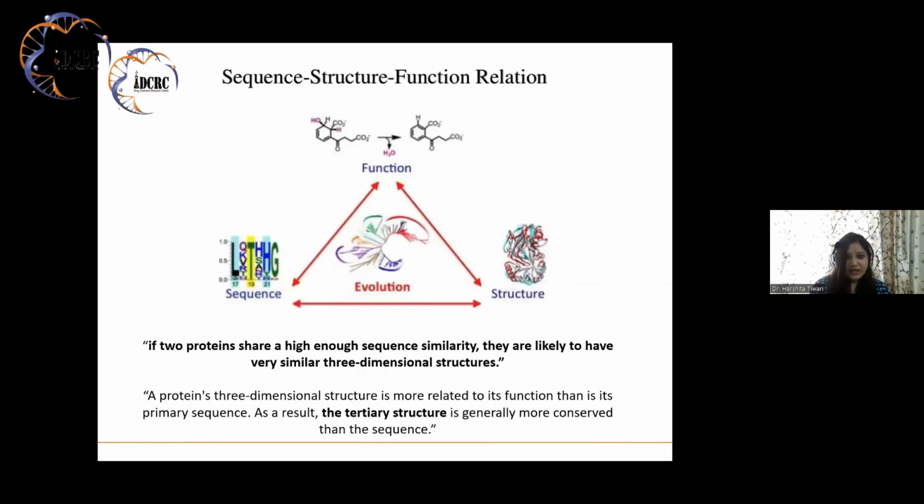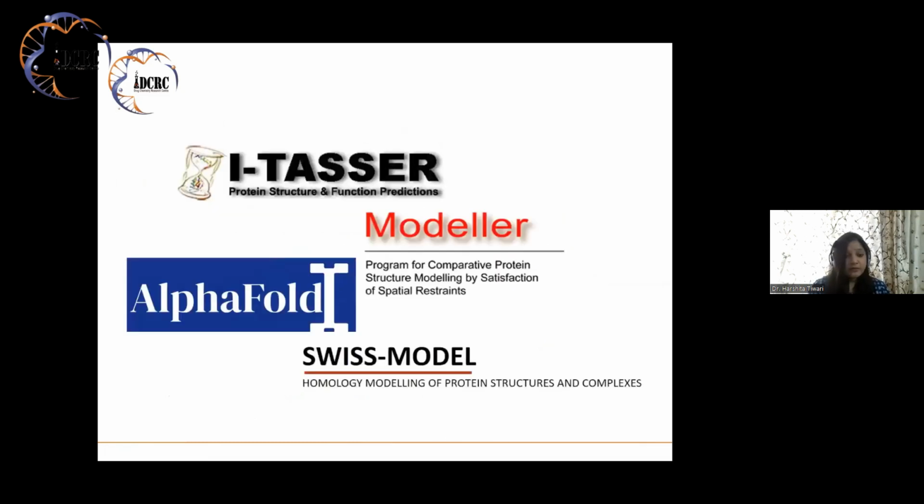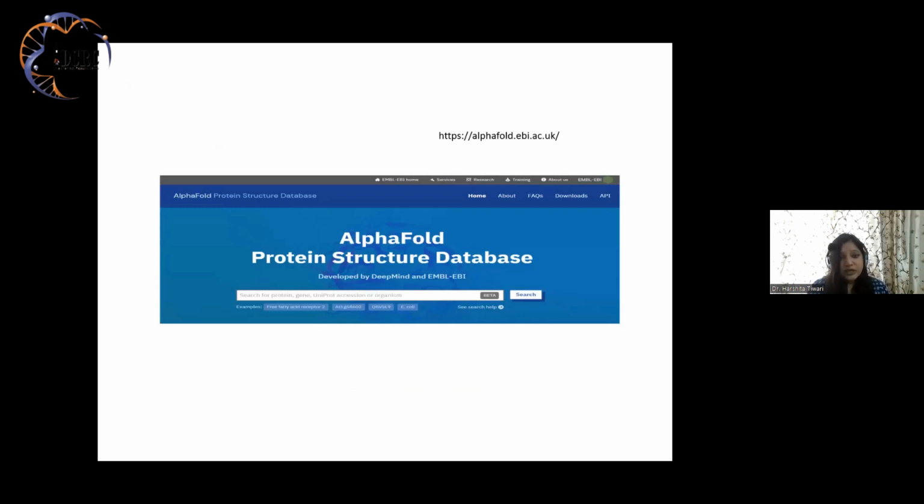In that case, like I have discussed earlier, the structure and function depend on the sequence. We can use predictive software like I-TASSER, Modeller, Swiss-Model, and now the AlphaFold tool, which is an AI-based tool to get information related to the protein structure. The accuracy of this structure is 97%, and they have created a separate database of the structures derived from this AlphaFold tool.